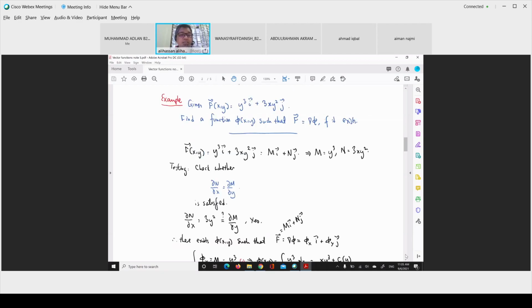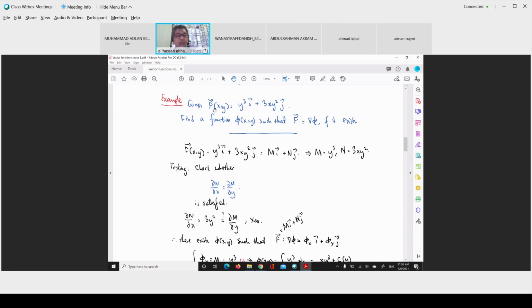And then we discussed one example. Given a vector field F, how to find a scalar function phi such that the vector field F is equal to the gradient of phi. This is an important exercise, because later when we look at line integrals, there is an analog in vector fields related to the fundamental theorem of calculus. So it is important for us to know, given a vector field F, is it possible to find a function phi such that F is a gradient of phi, if it exists.